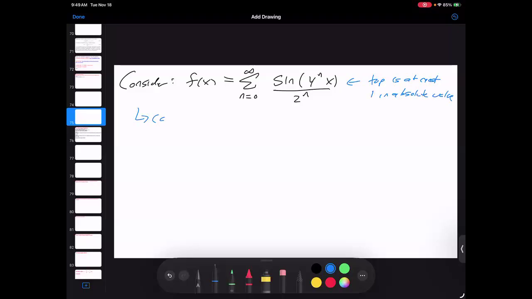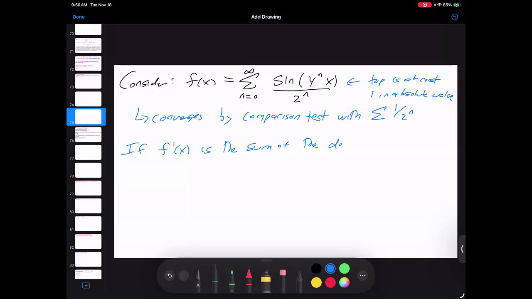So this converges by the comparison test with just the sum of 1 over 2 to the n. So not only does it converge, it converges easily. This is not hard. So imagine we could differentiate term by term. If f prime of x is the sum of the derivatives, then what would f prime of x be?